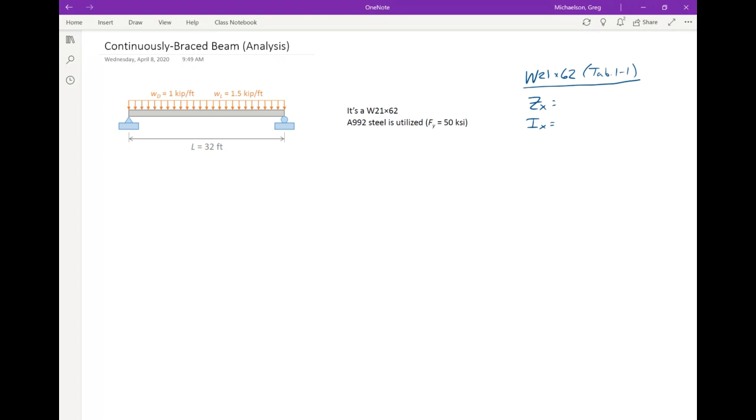So somebody tell me Zx. 144, and the units? Yep. And Ix, somebody else? 1330. And inches to the fourth, exactly right. Now, here's something that you also need, but you don't need to look it up. Somebody tell me, what is the self-weight of a 21 by 62? Don't need to look that one up.